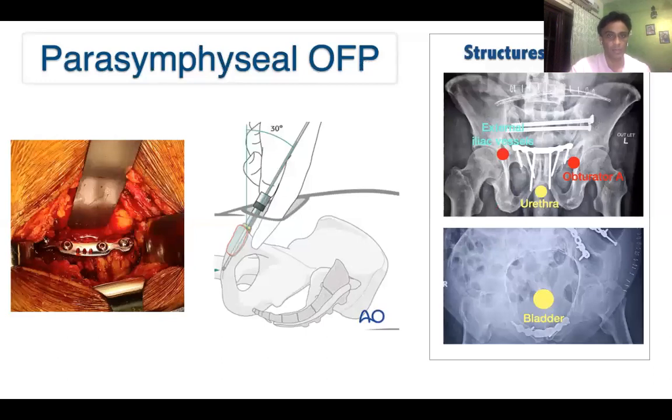Anteriorly, the parasymphysial OFP is extremely important, because that serves as the anchoring point for your symphysial plate. And if you can position your plate and direct your screws carefully, there is the possibility of inserting long screws without injuring vital structures. But you need to remember the structures at risk. If you go laterally, there is a possibility of risk to the obturator vessels and the external iliac vessels. If your screws are long, you can injure the urethra, and you also have to keep the bladder in mind.